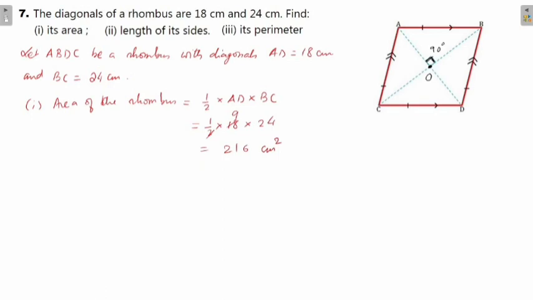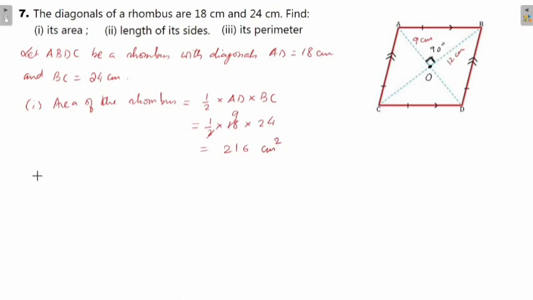Now as I told you, it will get bisected. So that means, see, if AD is 18, now AO is going to be exactly half of 18, which is 9 centimeter. So this is going to be my 9 centimeter. Similarly, BC is given to be 24. So OB will be half of 24, which is 12 centimeter. So this is 9 centimeter and this is going to be 12 centimeter and this is 90 degree.